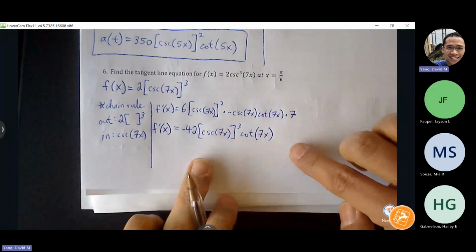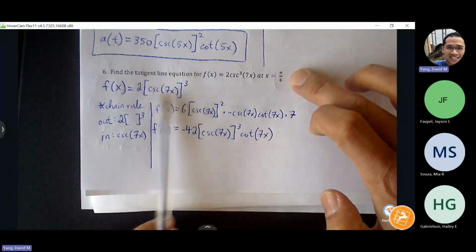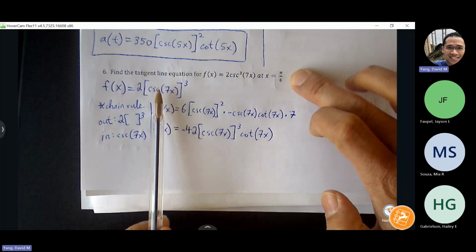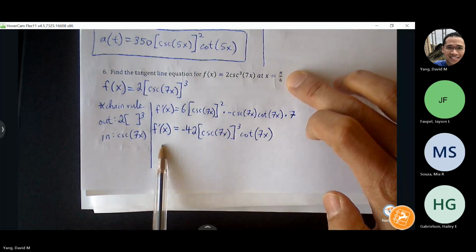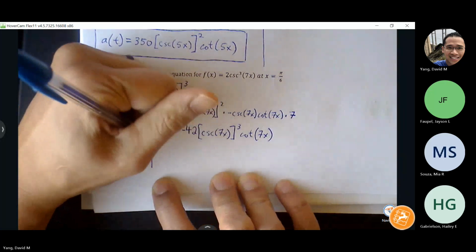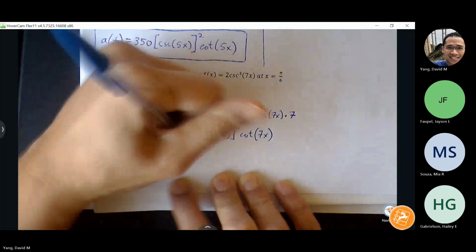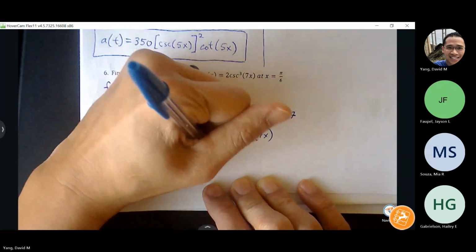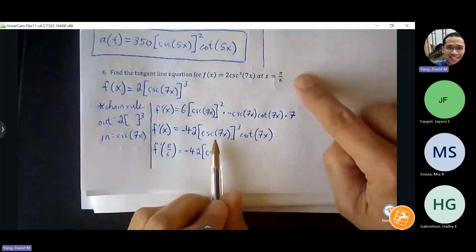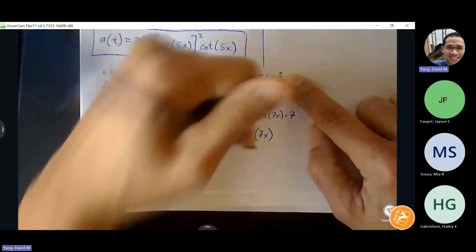Okay, so now that we have our derivative, we can use that pi over 6 in the function to get our y value, our ordered pair. We can also plug pi over 6 into the derivative to get our slope. So if I put pi over 6 in for x, I get 7 pi over 6.